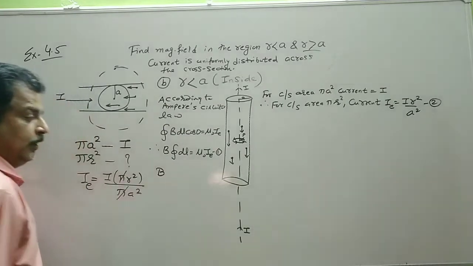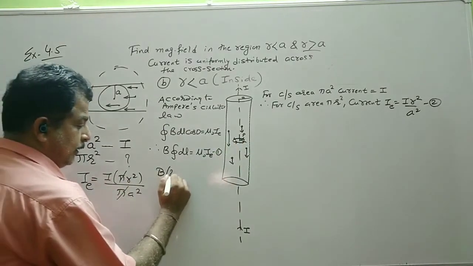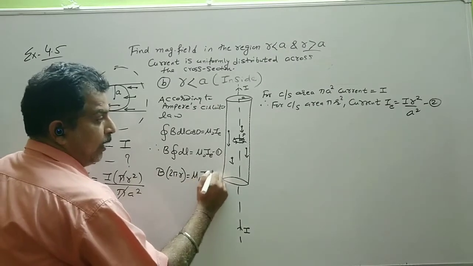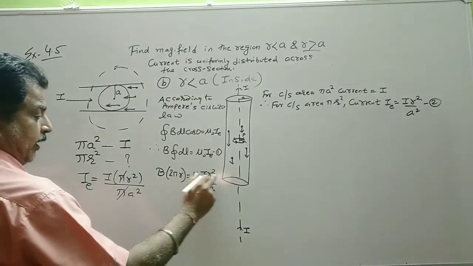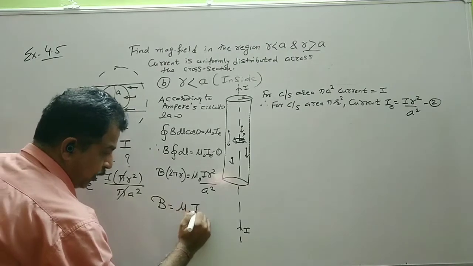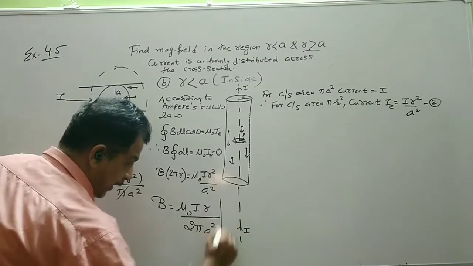So B, line integration over the Amperian loop, that is 2 pi r, equal to mu naught I r square upon a square. One r is cancelled. So B is equal to mu naught I r upon 2 pi a square.